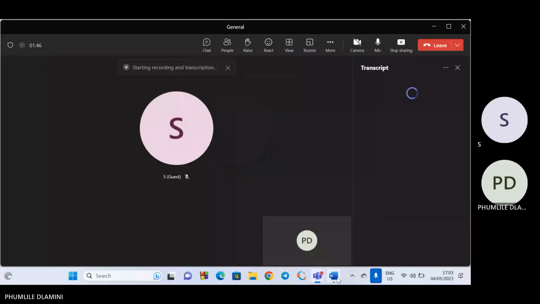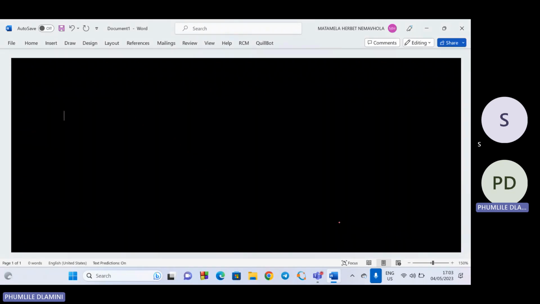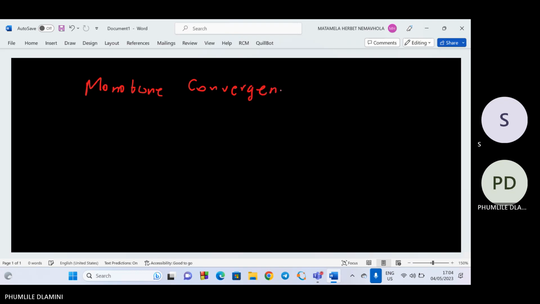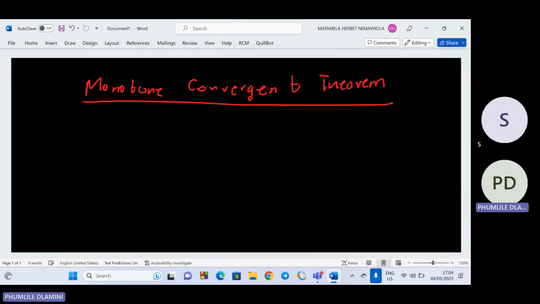So the first thing that we are going to discuss is the monotonic convergence theorem. Let's talk about the monotonic convergence theorem. So what is the monotonic convergence theorem?